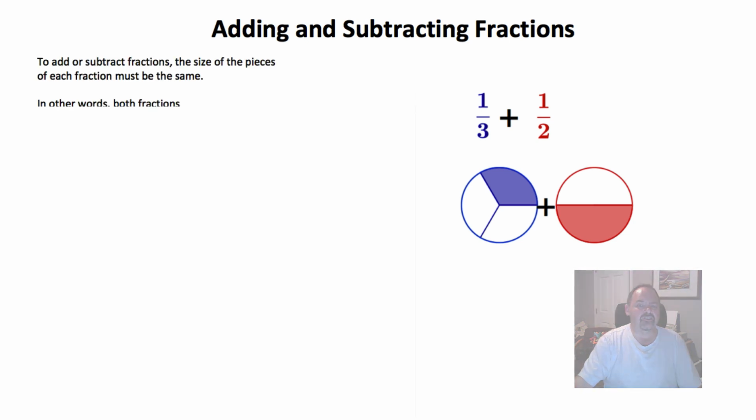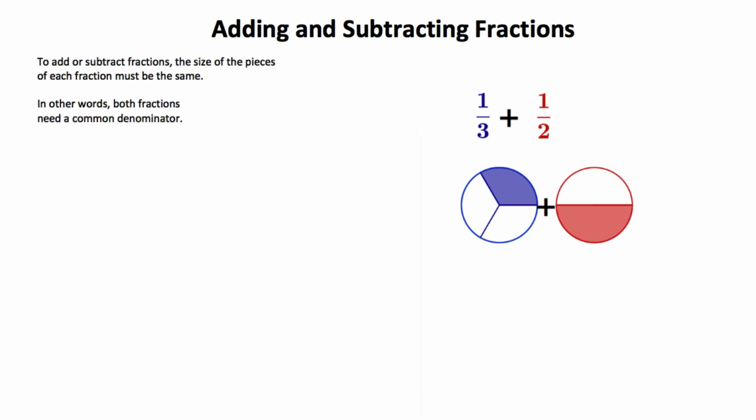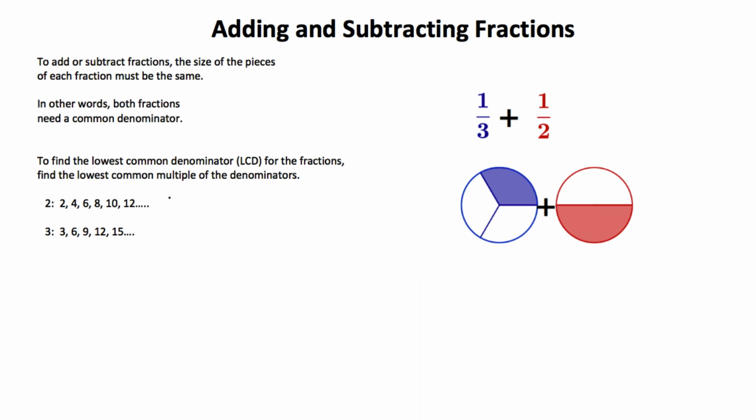So what we need to do is break each of these fractions down into more pieces so that both fractions share common sized pieces. In other words, we want to make our denominators the same. So how do we do that? Well, we can find a common denominator, and in fact we're going to look for the lowest common denominator by looking at the common multiples of our denominators.